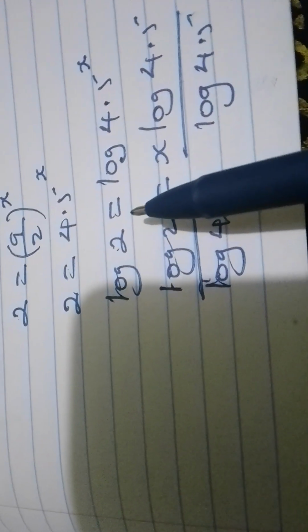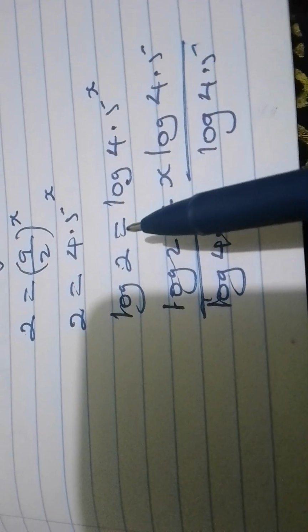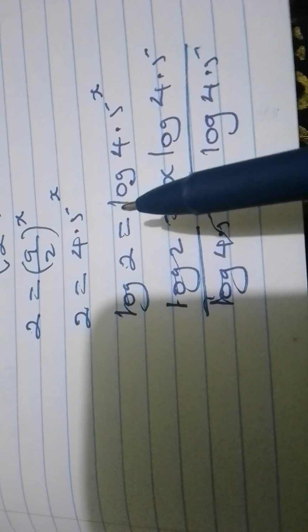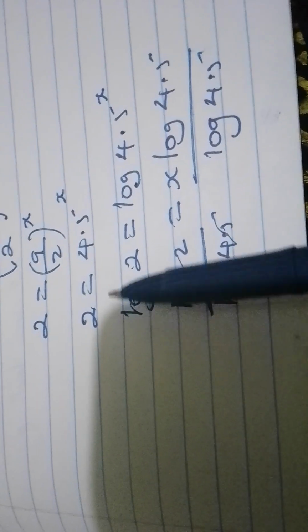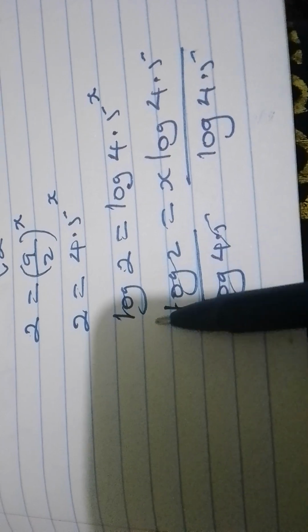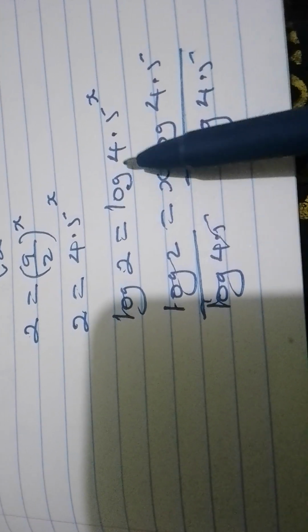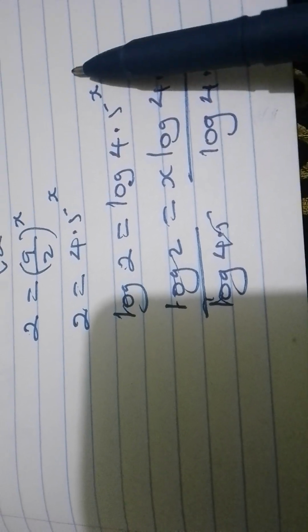4.5 raised to x. Here we cannot do anything without natural logarithms. Now we introduce logs in this particular case so that we work it out. So 2 is equal to 4.5 to the power of x. Then we introduce logs. We have log of 2. Remember, it's a base of 10. Is equal to the log of 4.5 to the power of x.